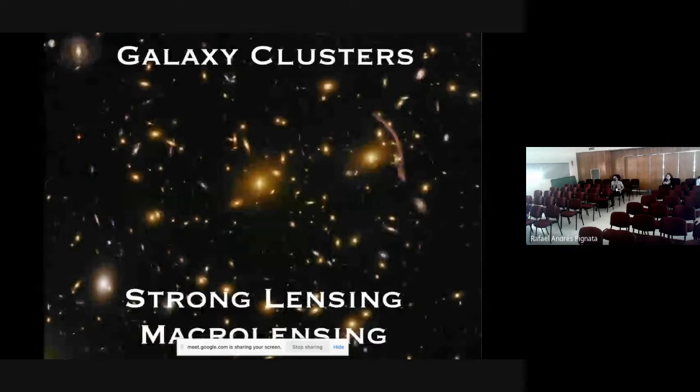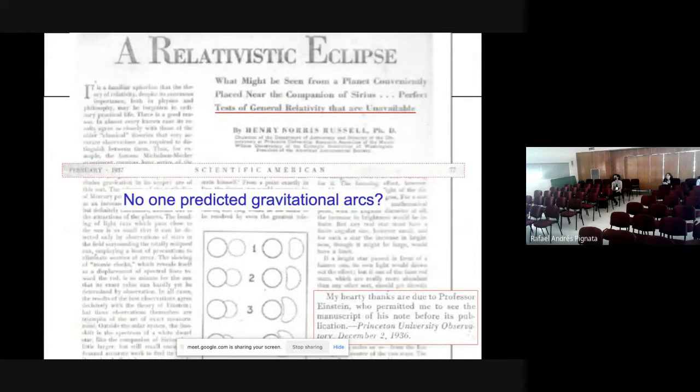At some point it was stated that no one predicted gravitational arcs, and when the first arc was discovered, which is this large arc here in an HST image, it was originally discovered in an older image from an older telescope. Some people said the arc was never predicted, so people didn't know exactly its nature. But this is a Scientific American popularization paper by Henry Norris Russell, the same of the R of the HR diagram. He was acknowledging Einstein because Einstein had shown him his 1936 paper.